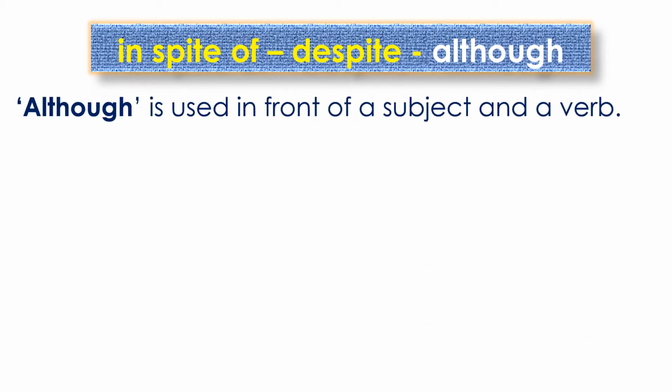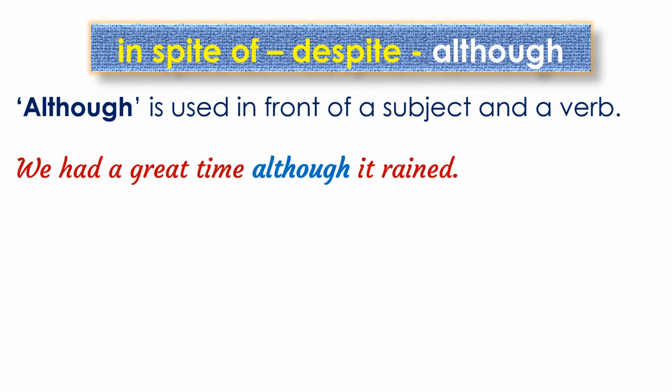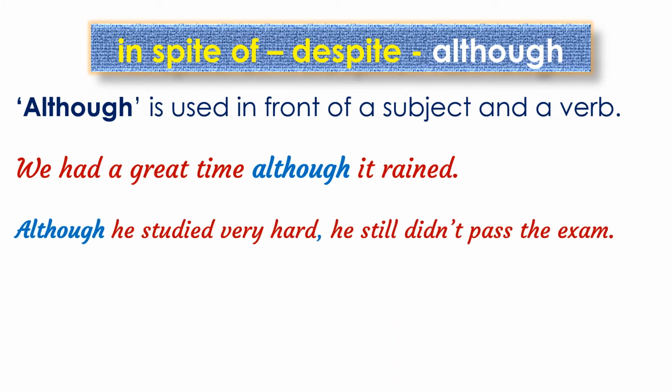On the other hand, when we are talking about although, the same meaning, it is used for contrast, but it is used in front of a subject and a verb. So what comes after it? A subject phrase, a verb phrase. As you can see in these examples, we had a great time although it rained. Look at it rained. What comes after although? It is a subject pronoun. Rained is a verb. Another example: although he studied very hard, he still didn't pass the exam.